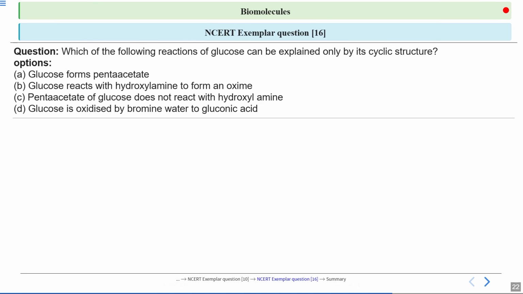Which of the following reactions of glucose can be explained only by its cyclic structure? First, glucose forms pentaacetate. Second, glucose reacts with hydroxylamine to form an oxime. Third, pentaacetate of glucose does not react with hydroxylamine. And last one, glucose is oxidized by bromine water to give gluconic acid. So you have to tell which can be explained only by its cyclic structure. Can you guess what is the right answer? Which of them can be explained only by its cyclic structure?